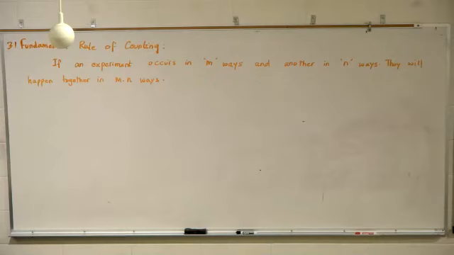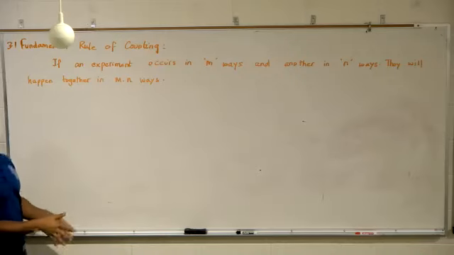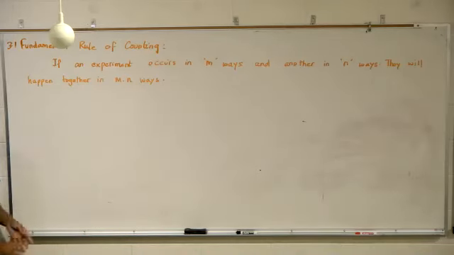The fundamental rule of counting states: if an experiment is done in m ways, and then you have another one that is done in n ways, they will happen together in m times n ways.